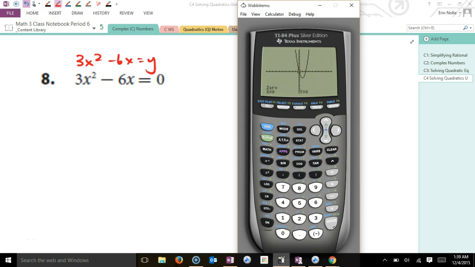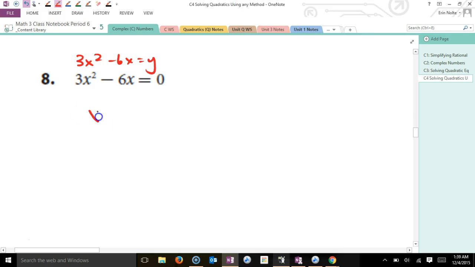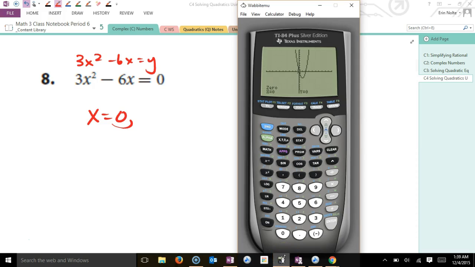Did anybody else get 0 as one of the solutions? Did anybody not get 0? All right, so I'm going to come over here and say one of my solutions is 0. And I could see that there was a second solution. So on my second solution, what am I going to do? I'm going to go through the same steps with the calculator.